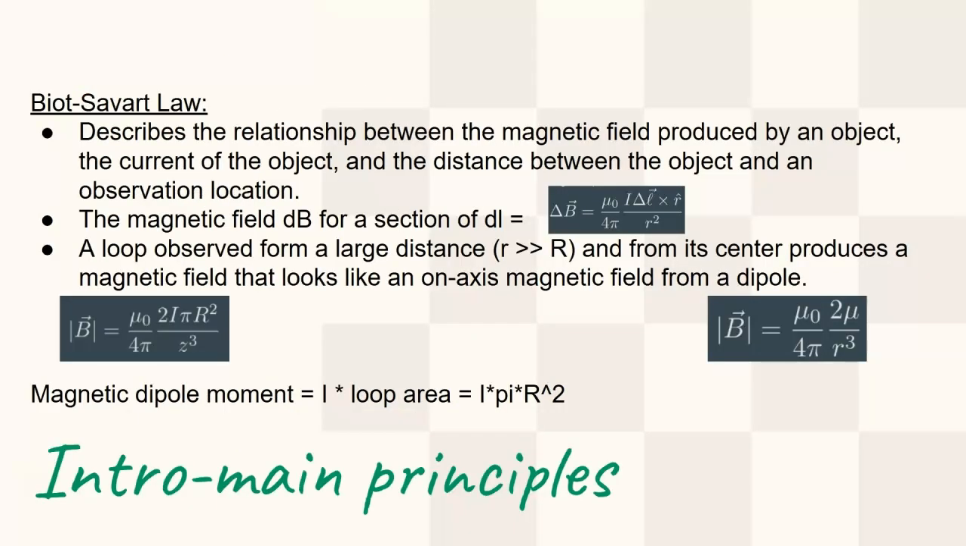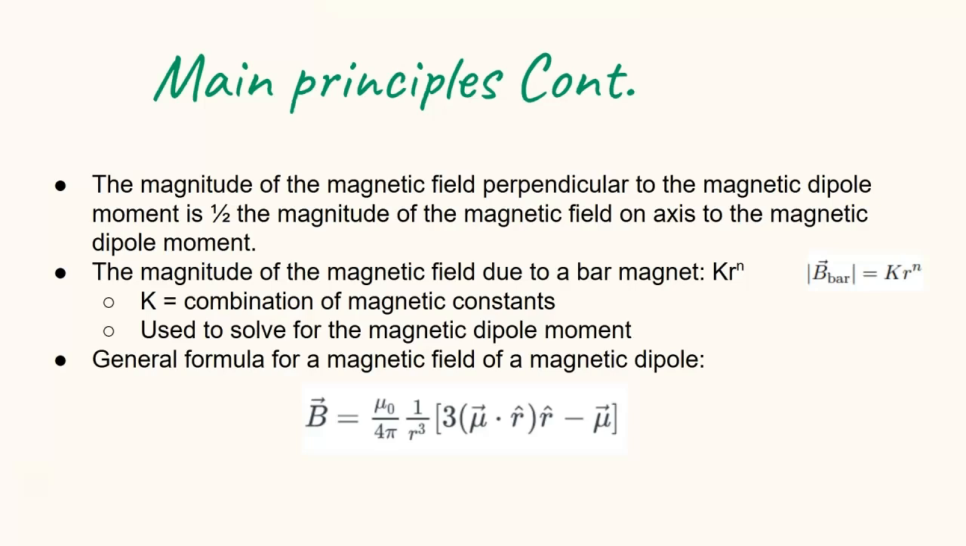So going into Biot-Savart's law, this describes the relationship between the magnetic field produced by an object and the current of that object, as well as the distance between the object and the observation location. We have several different equations for the magnetic field from macro versus micro perspectives of a current carrying loop or wire. The magnitude of the magnetic field perpendicular to the magnetic dipole moment is half the magnitude of the magnetic field on axis to the magnetic dipole moment.